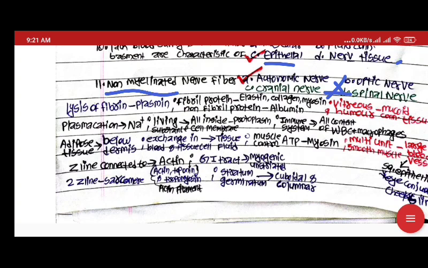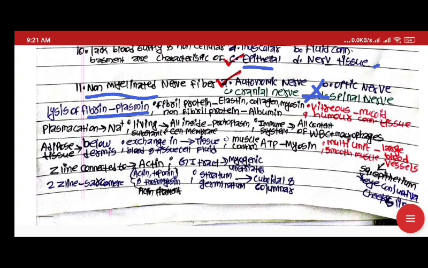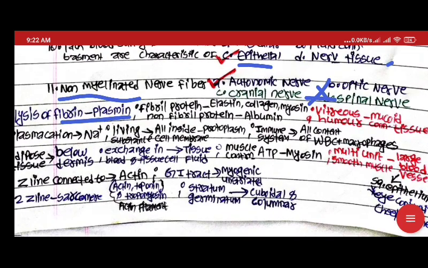Now here is the main answer where you can get confused: lysis of fibrin is plasmin. If in blood clotting, fibrinogen makes fibrin, then lysis of fibrin is called what? Plasmin. Now fibrous protein is elastin, collagen and myosin. These are three types of protein. But non-fibrous protein is albumin, because albumin helps in what?